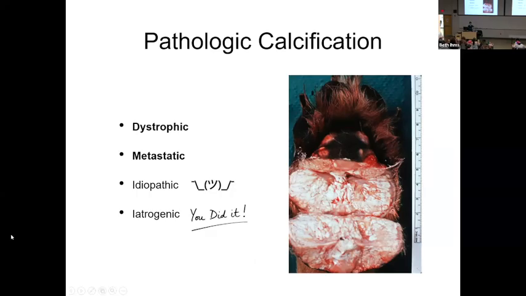Do we know idiopathic yet? No. What does it sound like? What's the root word in there? Idiot. Idiopathic means we have no idea what the cause is. We are idiots. We don't know. Sorry.